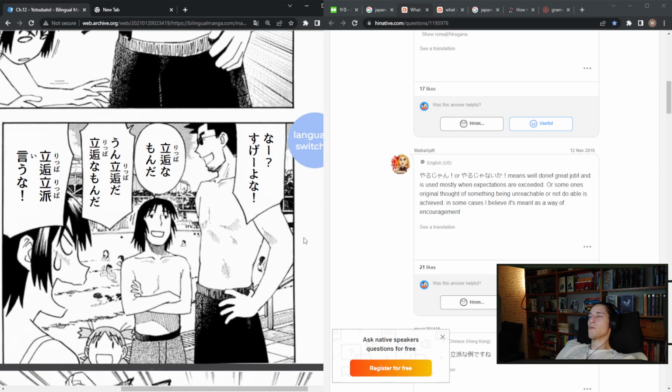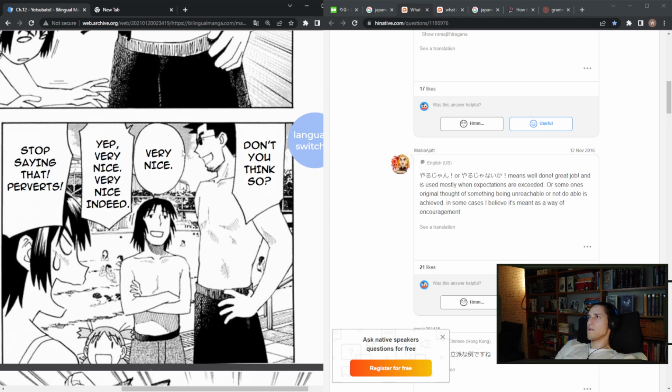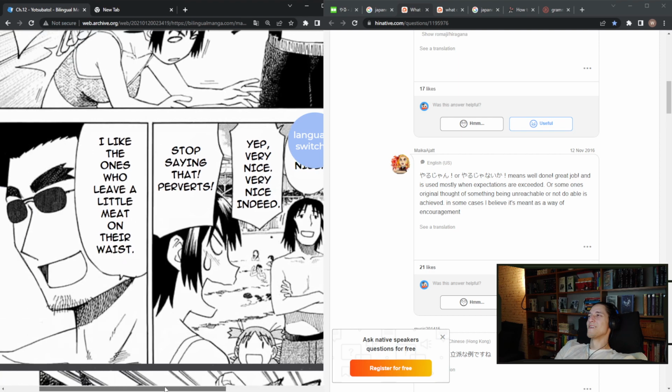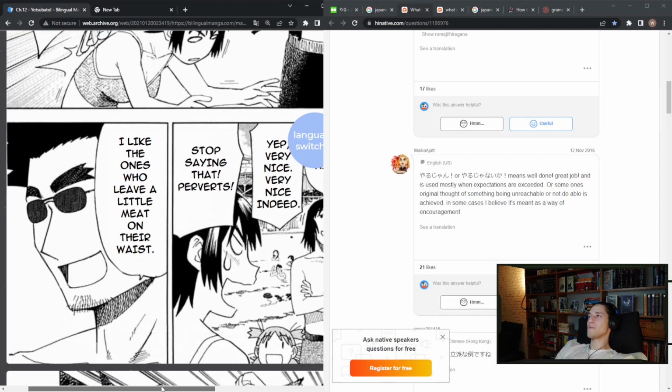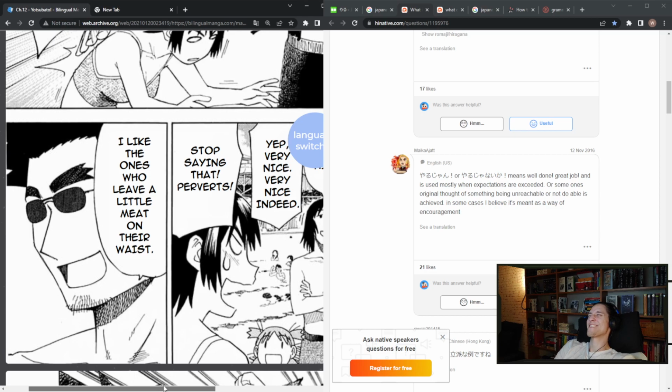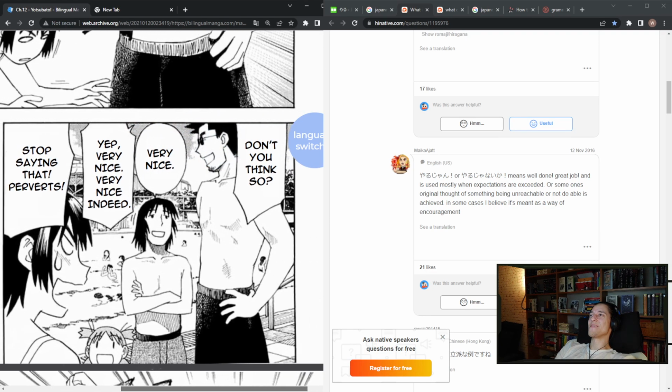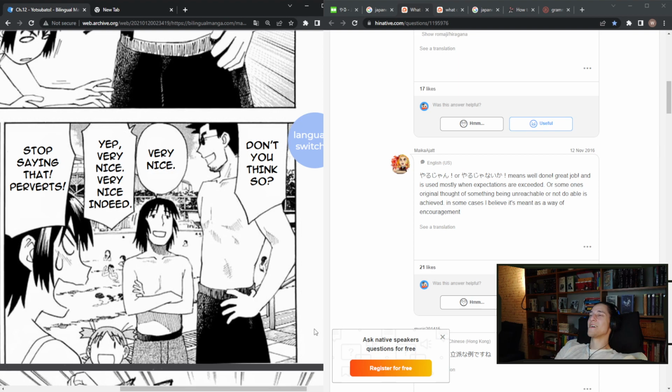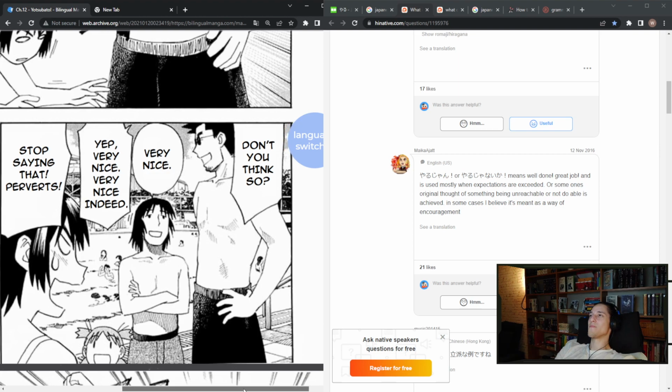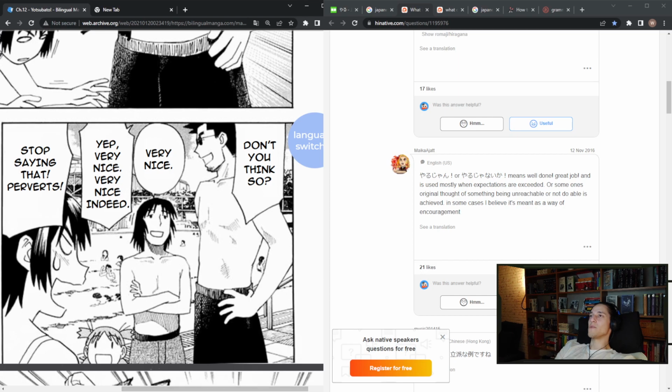Okay, let's just quickly read in English what they are saying, so I'm not left on a cliffhanger, although there's not much of a cliffhanger. Don't you think so? Very nice. Yep, very nice, very nice indeed. Stop saying that, perverts. I like the ones who leave a little meat on their waist. This is classic. Classic. Old school humor.